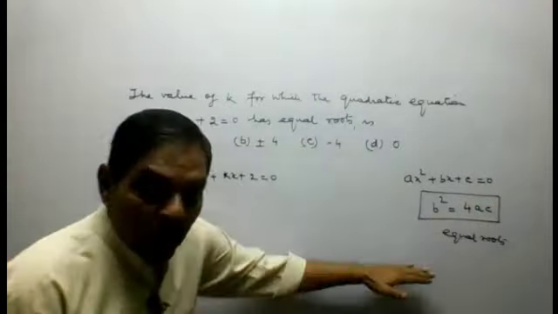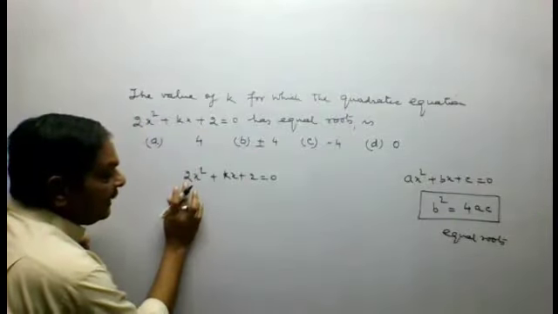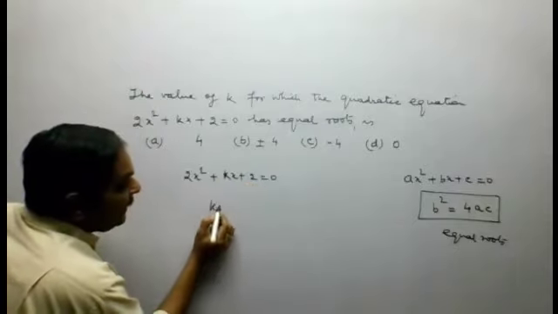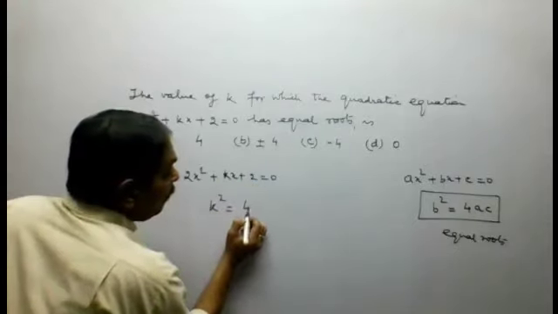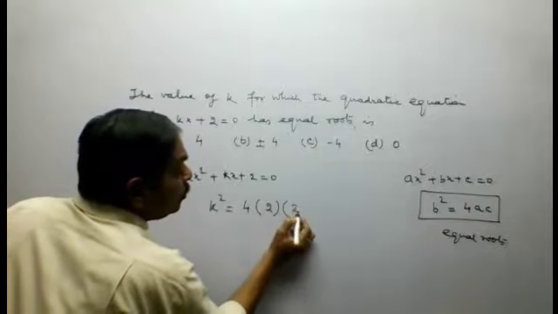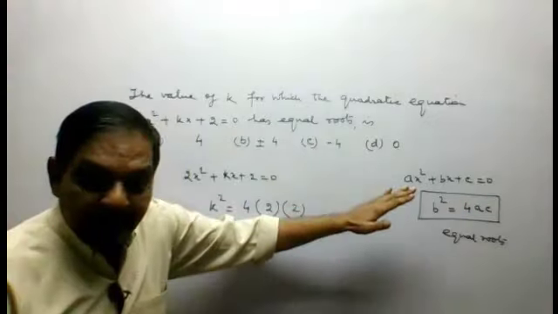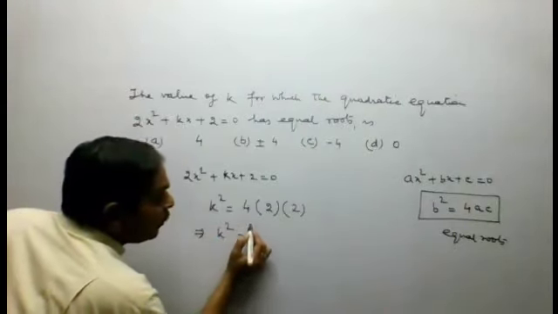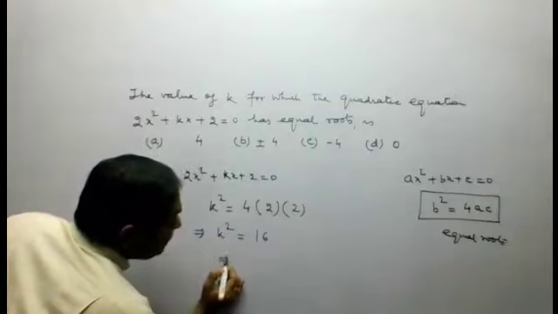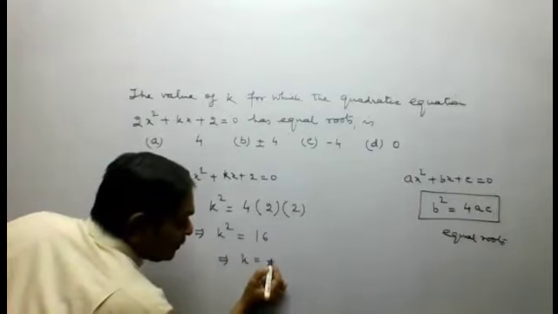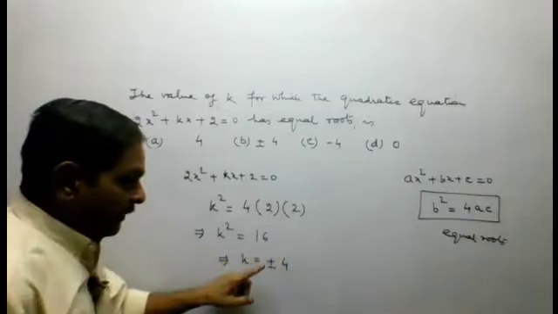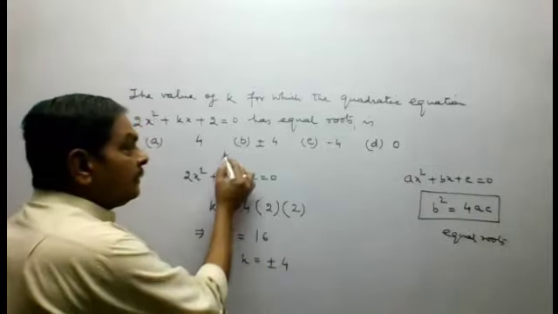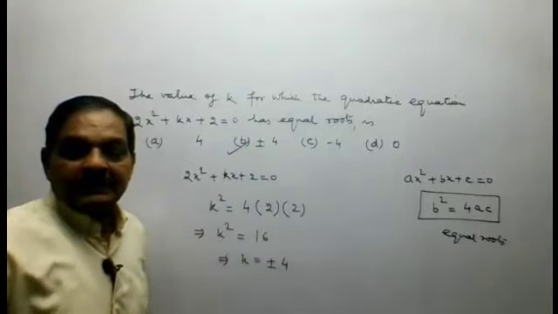So applying this rule, we find that here a is 2, b is k and c is 2. So here k square will be equal to 4 times 2 into 2. We have put the values of a, b and c in the given equation. So this gives us k square equal to 16, which gives us k is equal to plus minus 4. We are taking under root, so plus minus will appear. So here option B is the correct option.